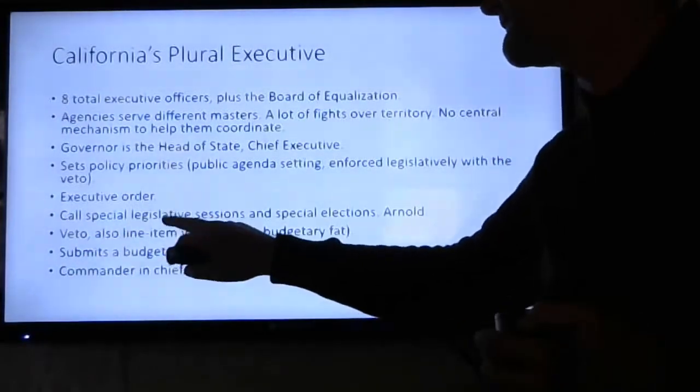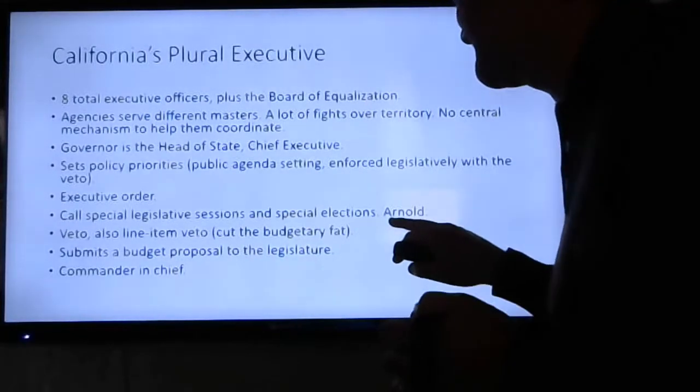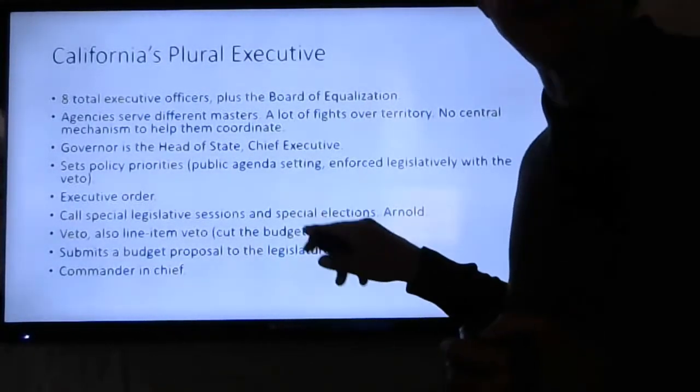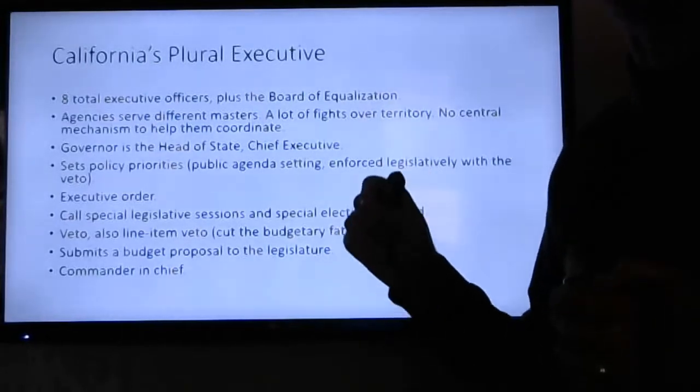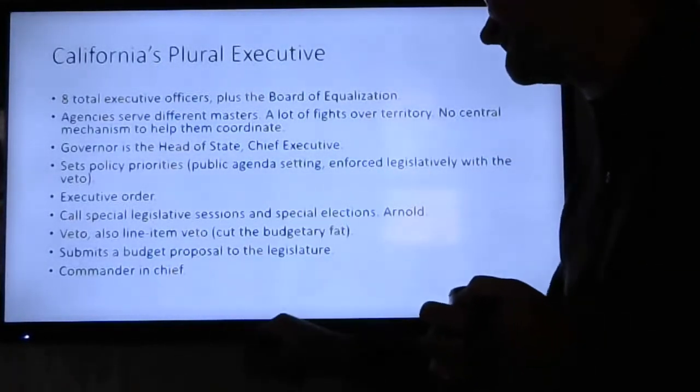The governor can also call special legislative sessions and special elections. Arnold Schwarzenegger called several special elections. He didn't have a lot of success at getting his policy priorities passed there, but he did it.